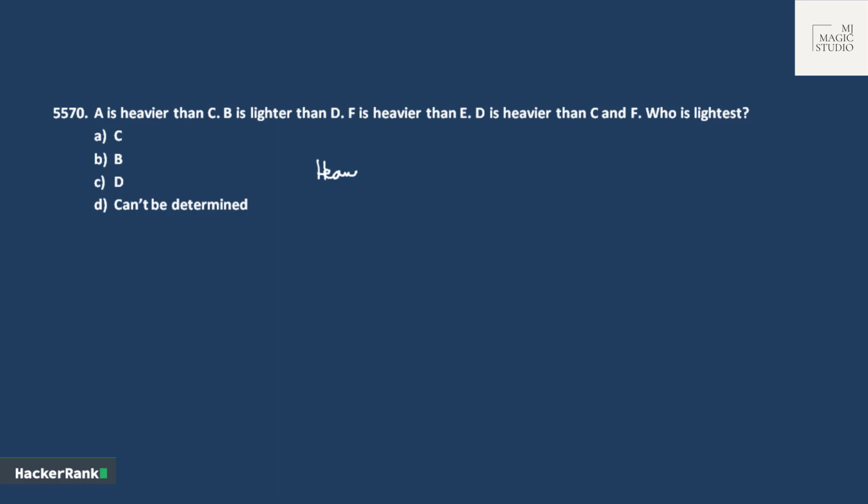A is heavier than C. Okay, let me write heavy people and then keep on moving the light peoples. A is heavier than C. B is lighter than D. That means D is heavier than B. F is heavier than E. D is heavier than C and F. So C and F should be after D.